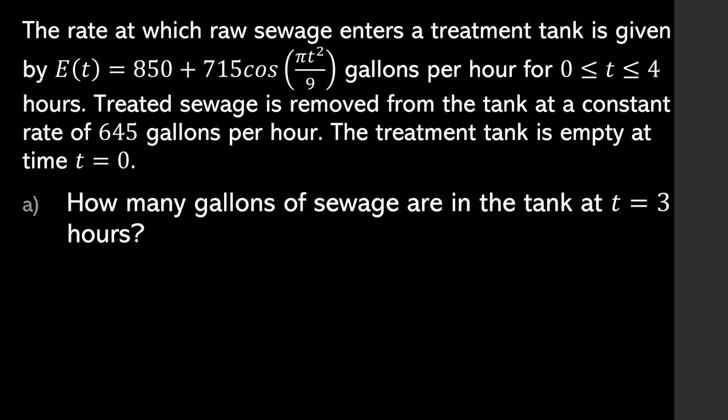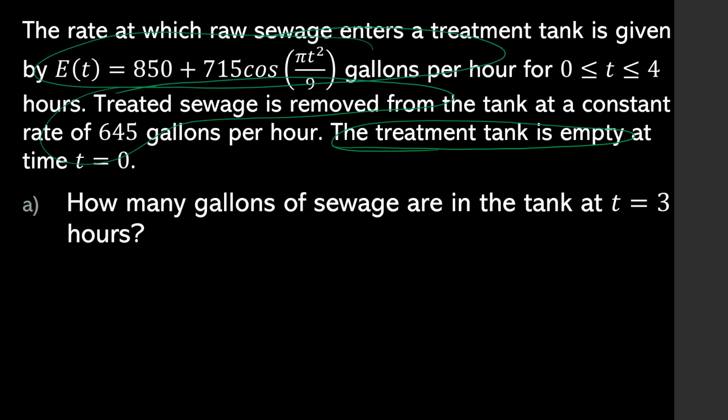All right, now the question you were waiting for. How many gallons of sewage are in the tank at t equals 3 hours? Now this, we need to consider that the treatment tank was empty. We need to consider how much sewage is removed, and we definitely need to consider how much sewage was pumped out. So we'll think starting amount plus the amount entered minus the amount removed.